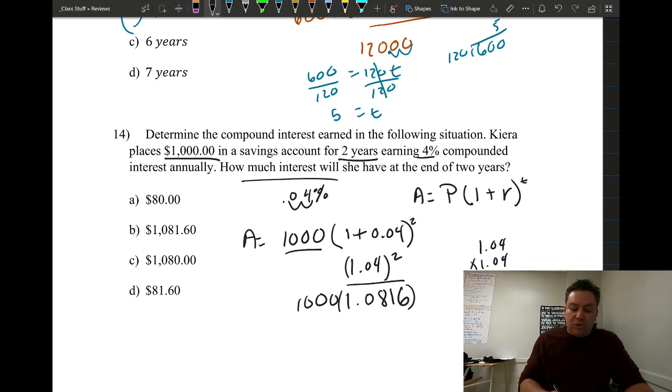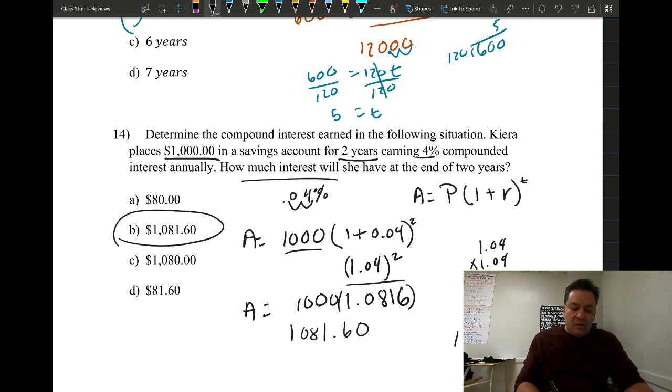And you can either multiply that, but since it's 1,000, you will do 1 times 1,000. You're gonna move the decimal 4 places, so it'll be right there. $1,081.60. So A equals $1,081.60, which is going to be the total amount in her account.